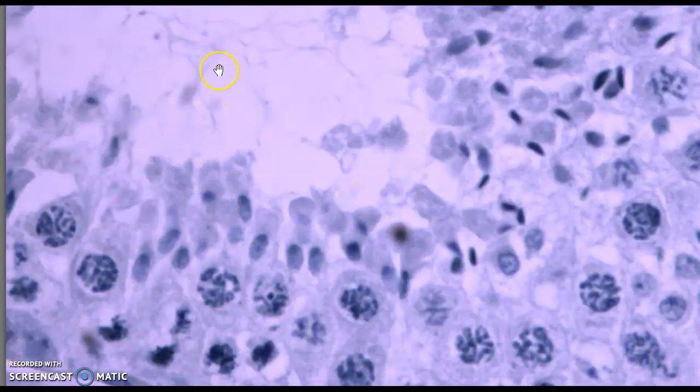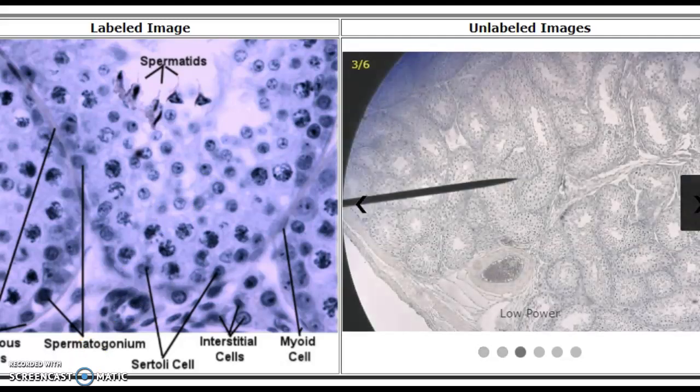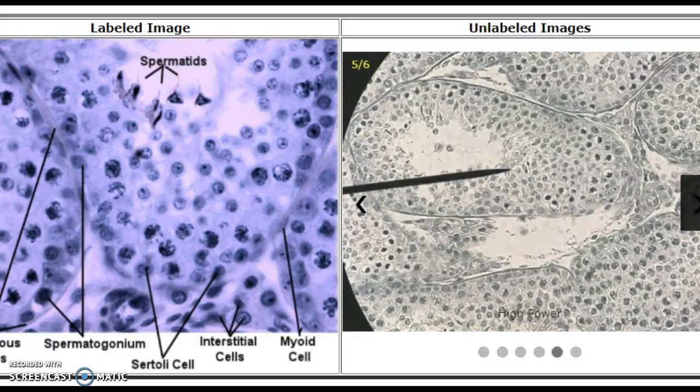And again, they're not mature sperm yet. They have to go to the epididymis to mature. So again, I have several powers here. Scanning, low, and you probably want to again draw it on high because we could see the interstitial cells clearly. We could see the seminiferous tubules clearly, and that's what I want you guys to focus on.